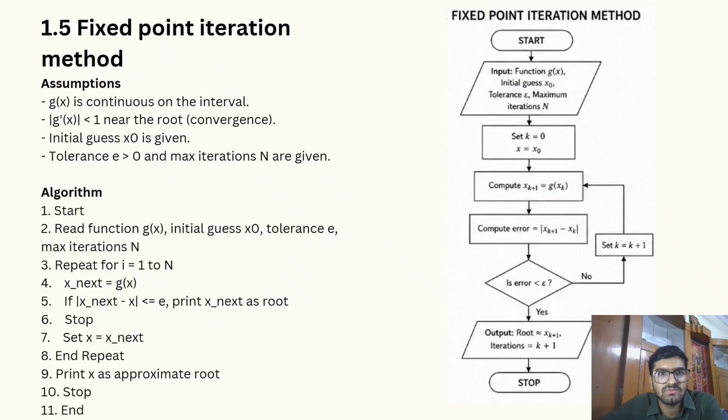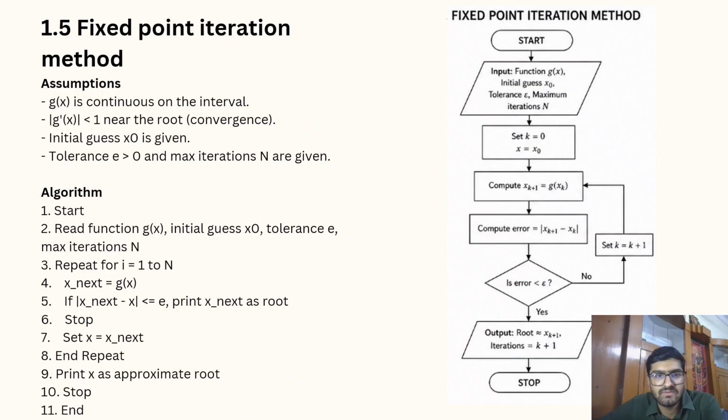Now the fifth method is the fixed point iteration method. Here the assumptions are that g of x is continuous in the interval, and the modulus of g dash is less than 1 near the root for convergence. The initial guess x0 is given, the tolerance E is greater than 0, and the maximum number of iterations is given.